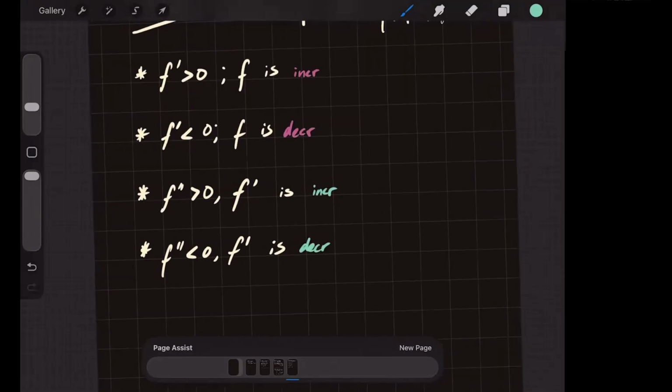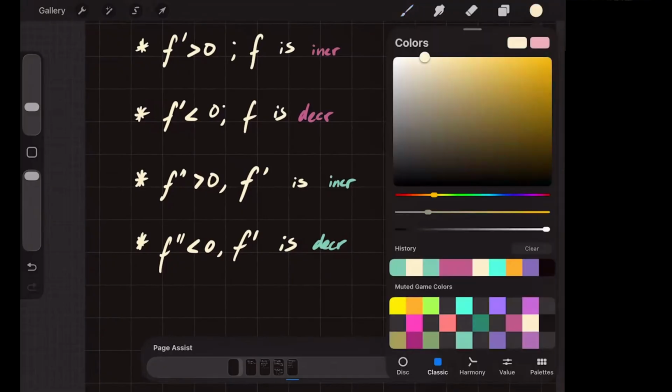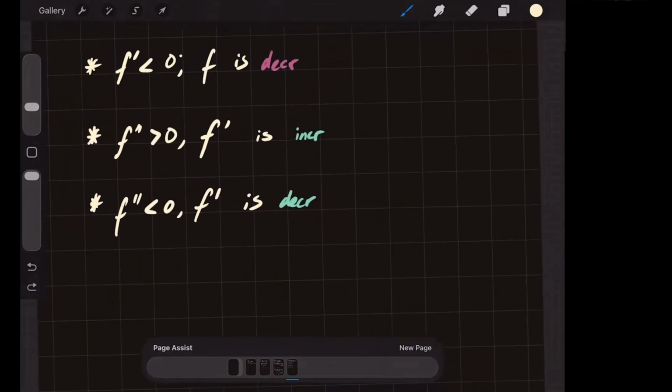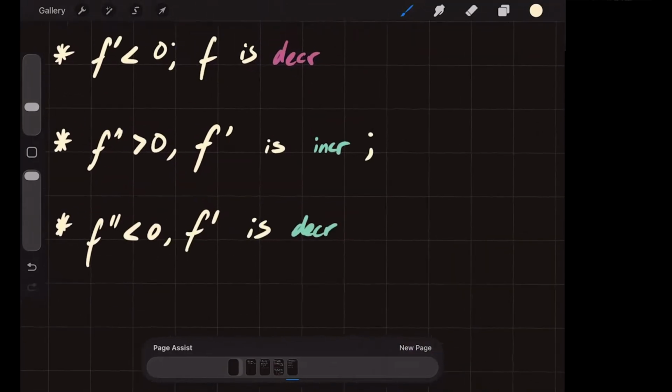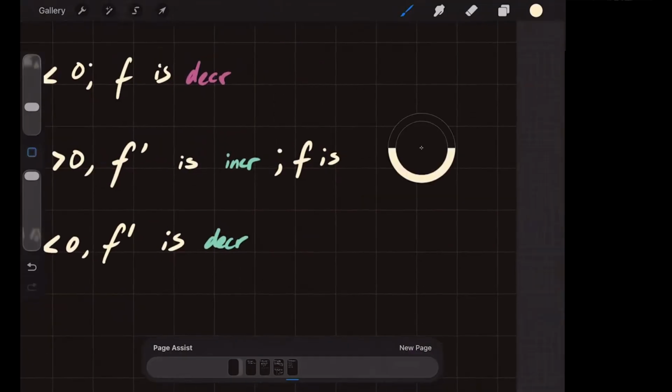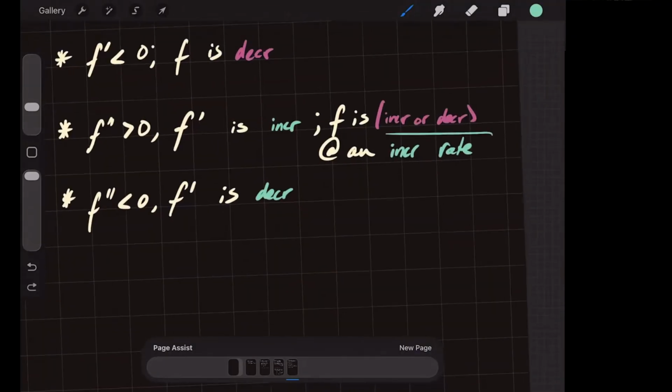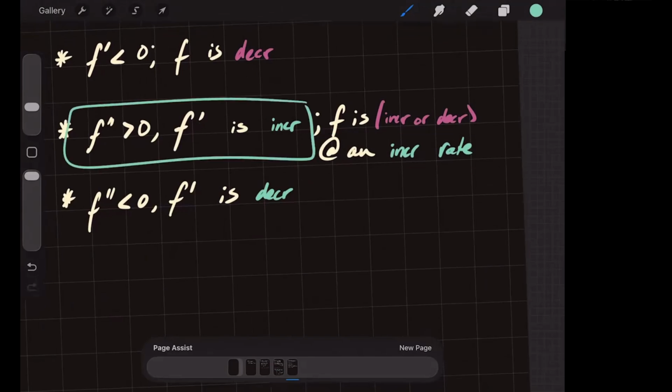Now, you want to tie f to f double prime. So that means we also get an f is increasing or decreasing at an increasing rate. You decide f is increasing or decreasing by the first derivative, and then you decide whether it's increasing or decreasing at an increasing or decreasing rate by the second derivative. We'll make a little table, it's going to be okay.